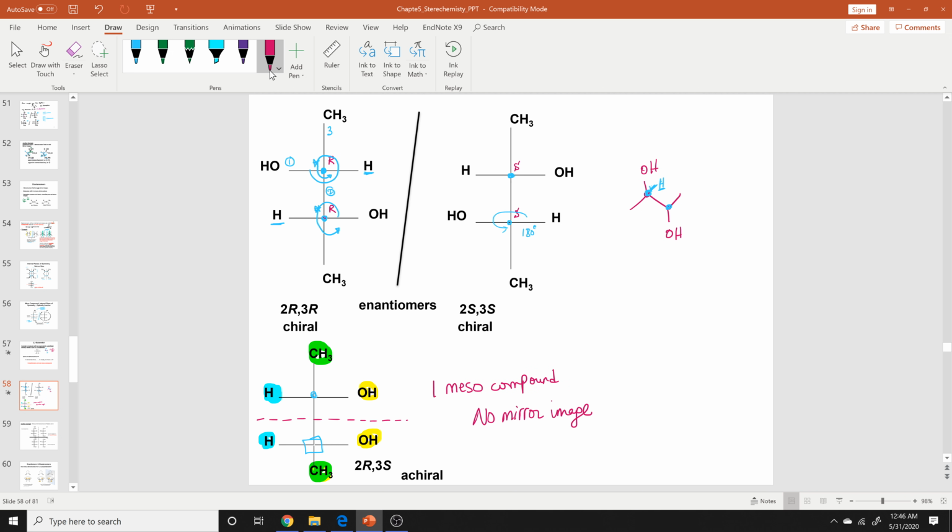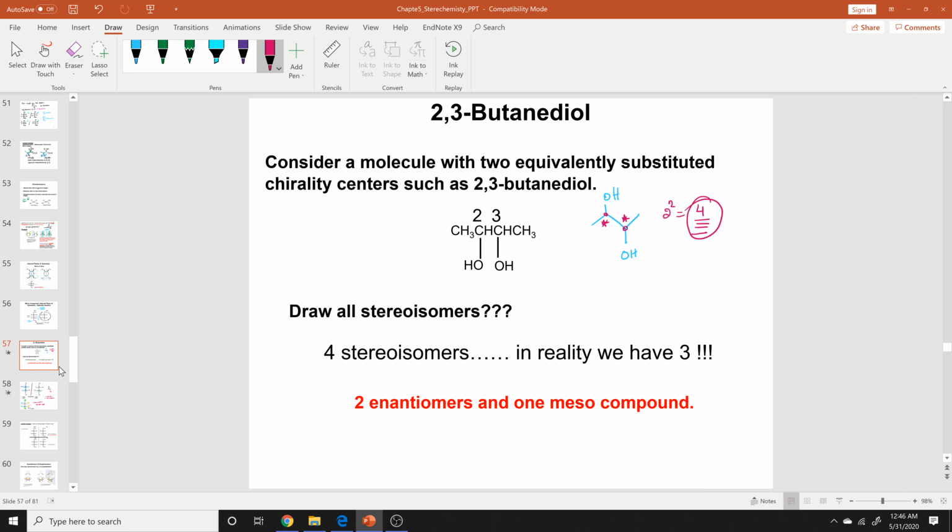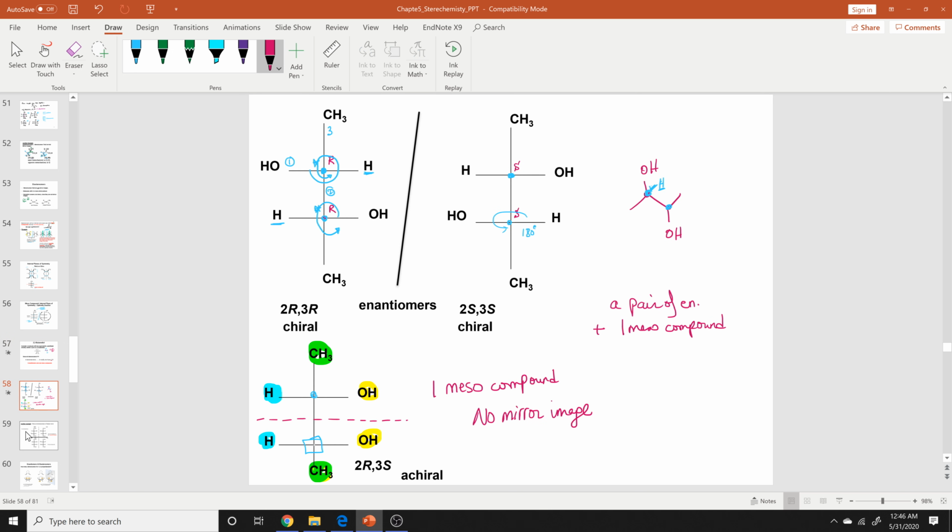So notice in reality how many stereoisomers you figured out. You figured out a pair of enantiomers plus one meso compound. At the beginning, we said that the number of stereoisomers is 4, but in reality, it's 3. It's less than that because we have one meso compound with no mirror image.